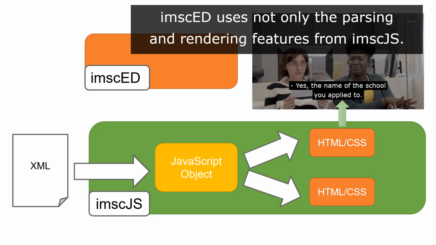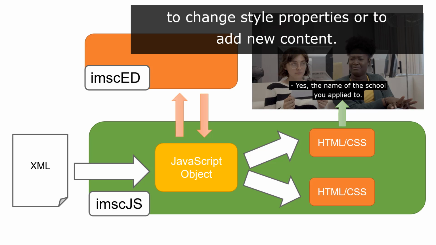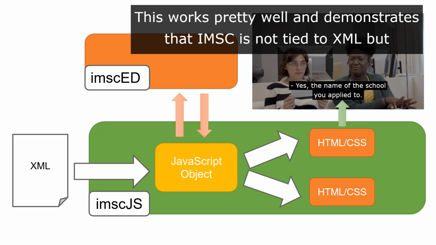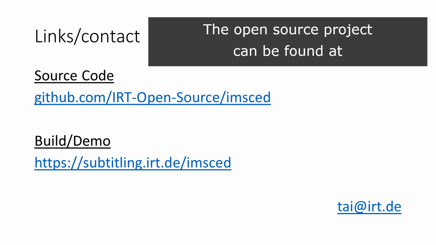The subtitle editor IMSC Add uses not only the parsing and rendering features from IMSC.js, it also uses the generated JavaScript object to change style properties or to add new content. This works pretty well and demonstrates that IMSC is not tied to XML, but also works as content model in other languages.